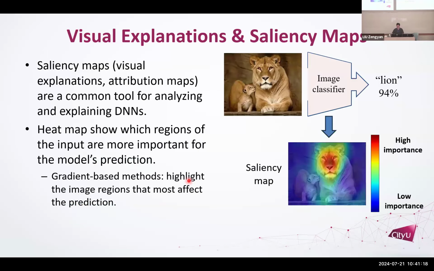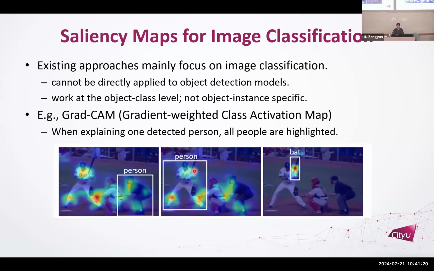The problem is this is for image classification, and if I apply this directly to object detection, it doesn't work because the previous methods aggregate all of the spatial information together for one class. So if I try to apply this GradCAM model to object detection tasks, so I want to know why the model predicted this as a person, then it will highlight features that are on other people, right? Because it mixes all those features together.